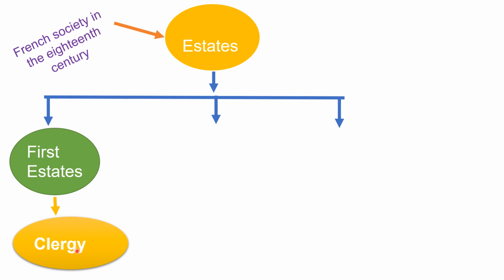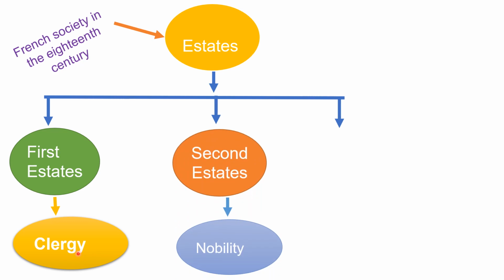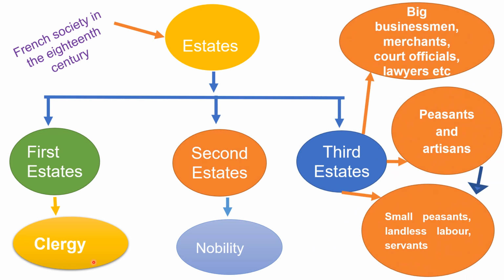The first estate belongs to the clergy, and the clergy is the group of persons invested with a special function in the church. The second estate, the nobility. And the third estate belongs to big businessmen, merchants, court officials, lords, peasants, artisans, small peasants, laborers, servants. As you know, peasants made up about 90% of the population.